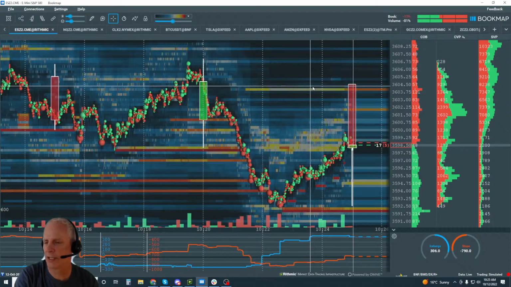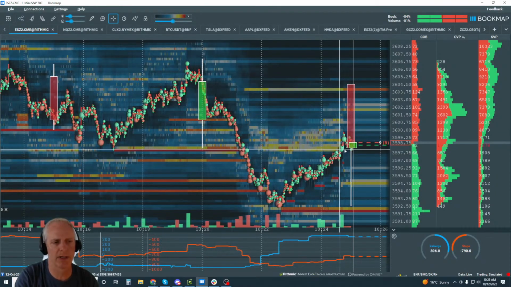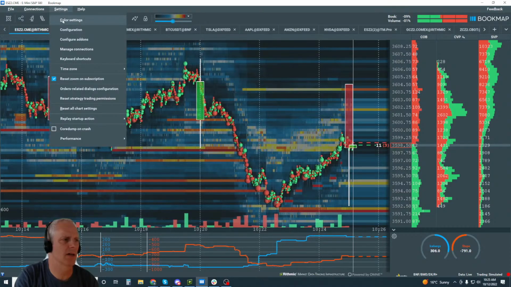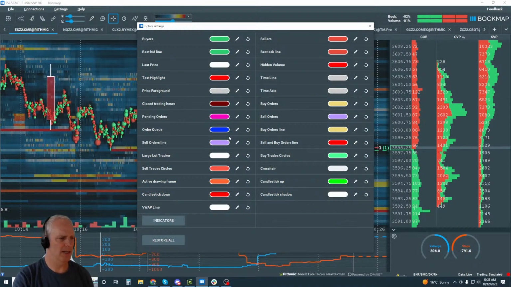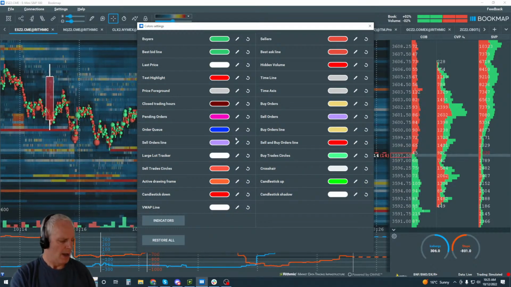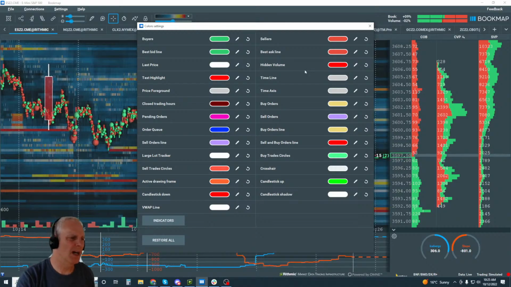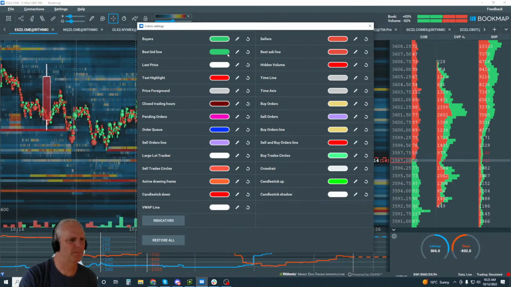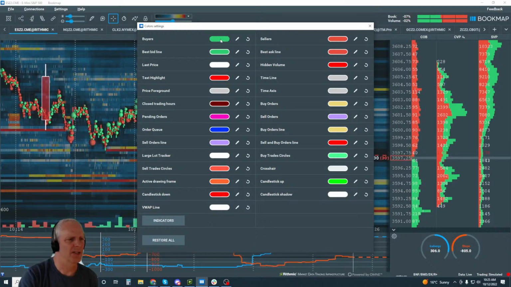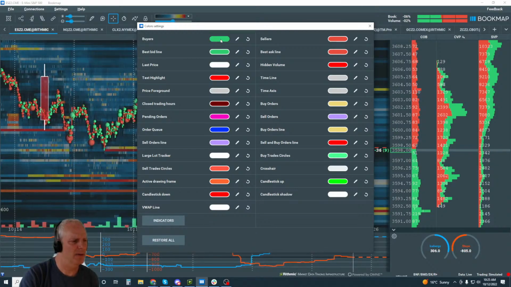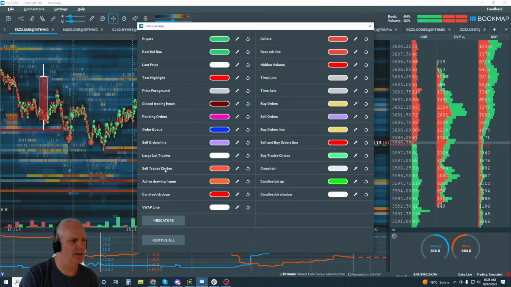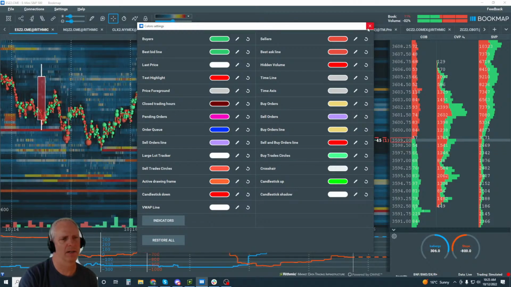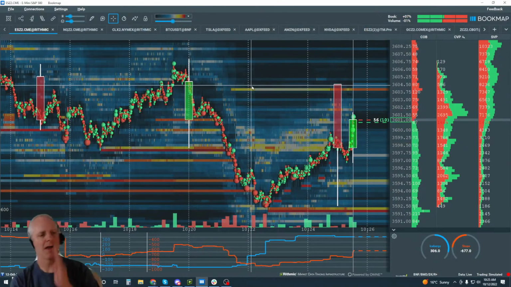You can change the colors of the bubbles to whatever you like. I can show you that. It's under settings, color settings here, and let's see, I think it's under buyers, or no, trade circles here, buy and sell. So whatever you like.